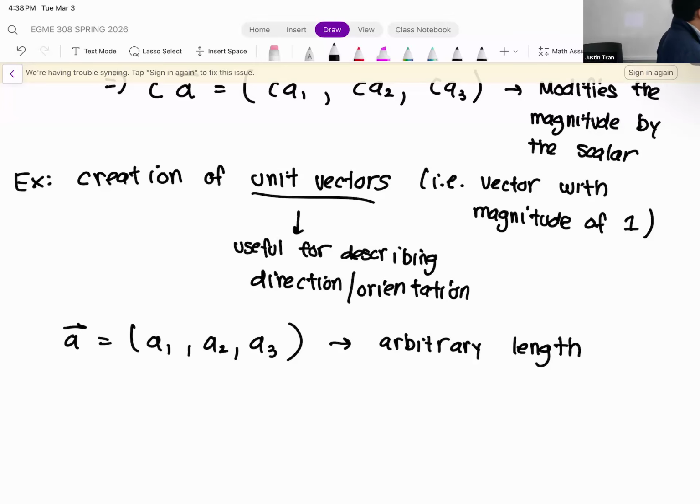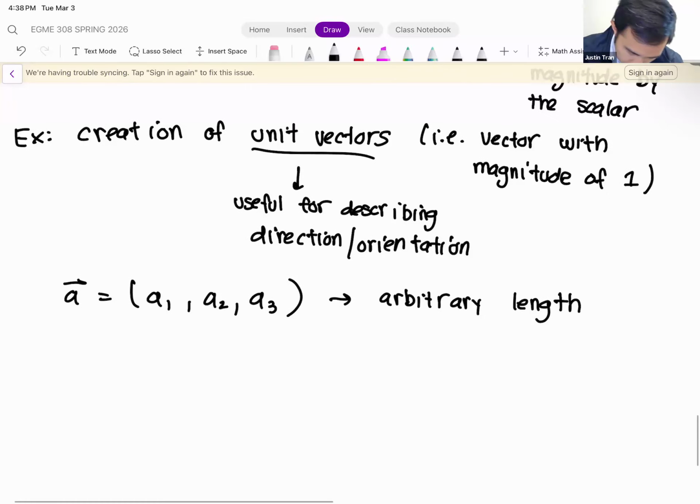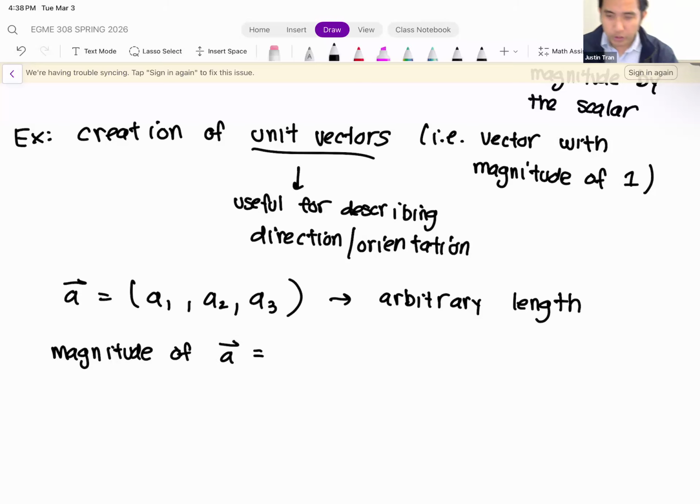Okay, so if we wanted to turn this into a unit vector, we basically need to scale it so that its magnitude is 1, or its length is 1. One way that we can do that is we can first compute the length of this vector, its magnitude. The easiest way to compute the magnitude of a vector is to simply use our distance formula. So it's going to be the square root of each component squared of our vector, all added together. So we're going to take the square root of a1 squared plus a2 squared plus a3 squared.